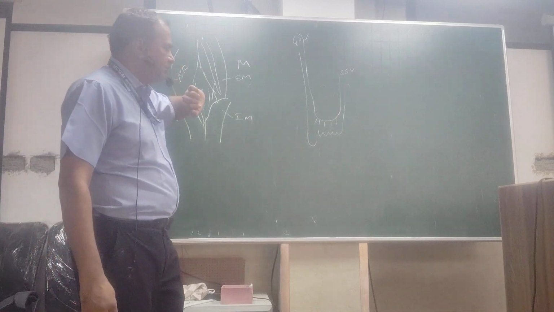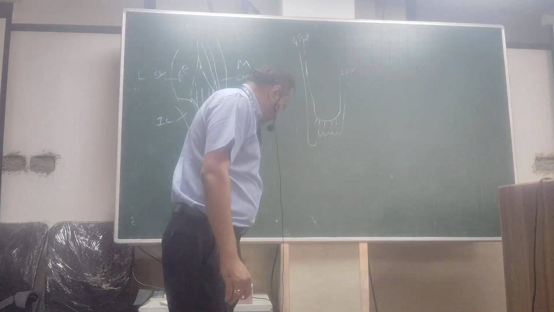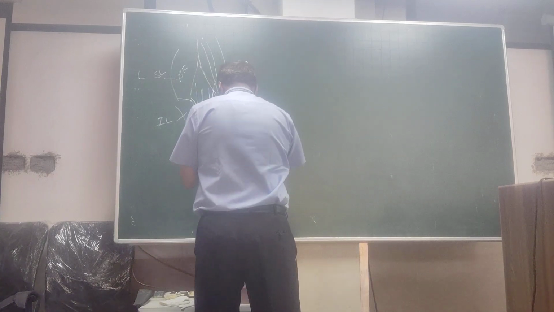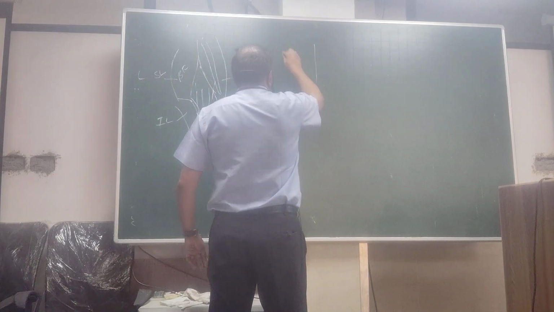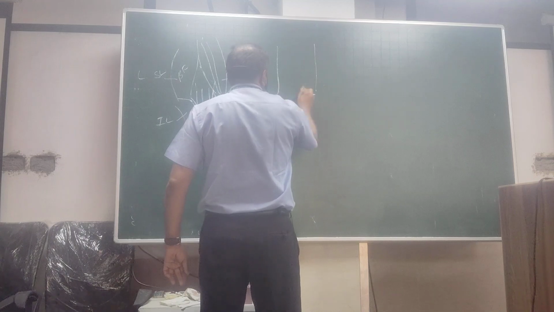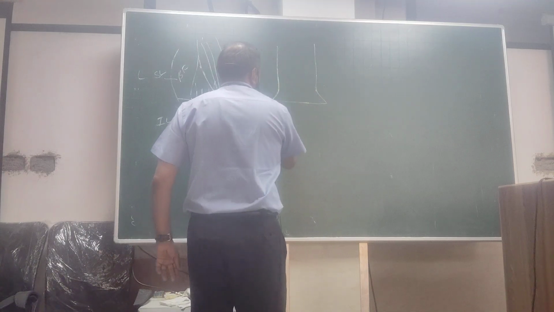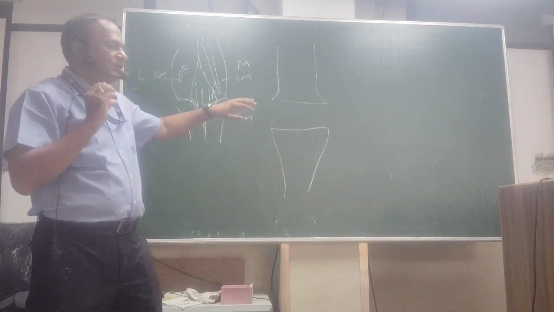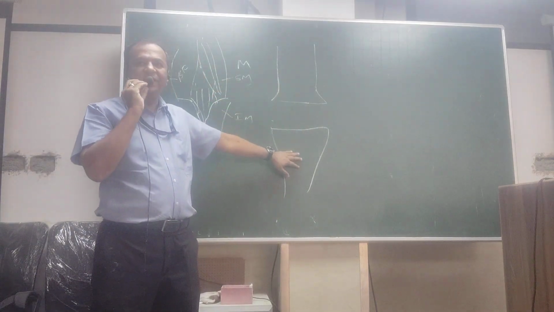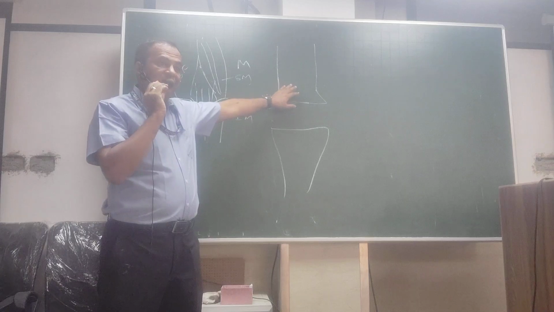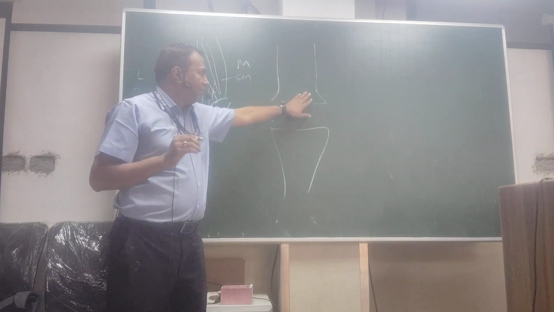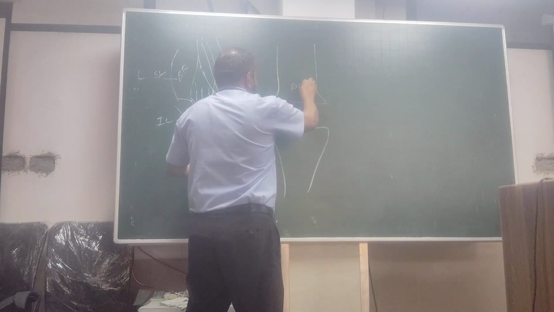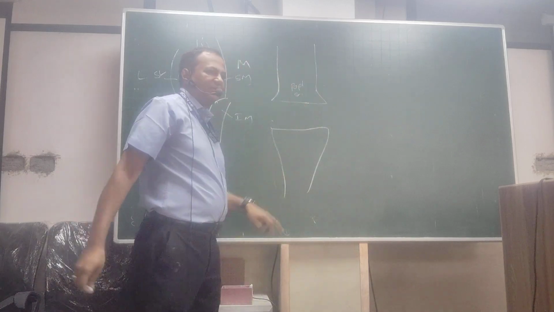Now what forms the floor? What forms the floor I have already kind of discussed with you. When you look behind, this is the posterior view, this is the femur, this is the tibia. Femur you have already learned. Here there is a surface, which surface is it? Popliteal surface. So that is one.